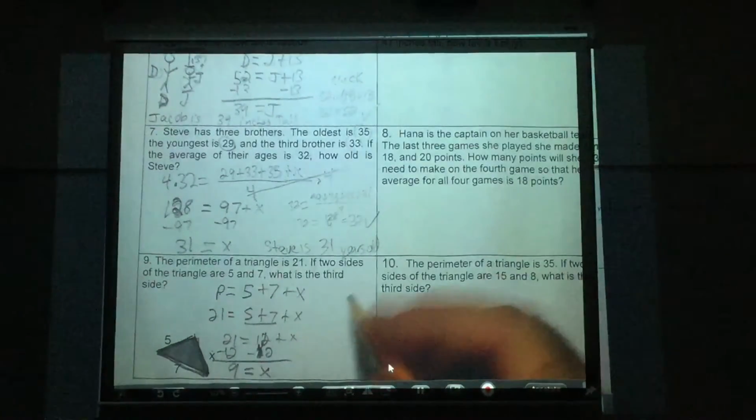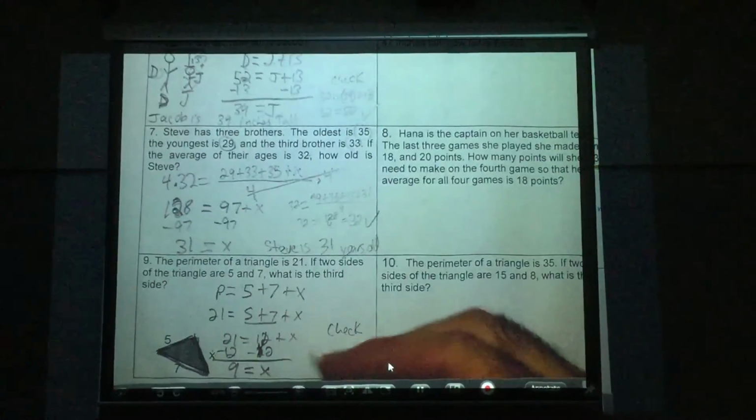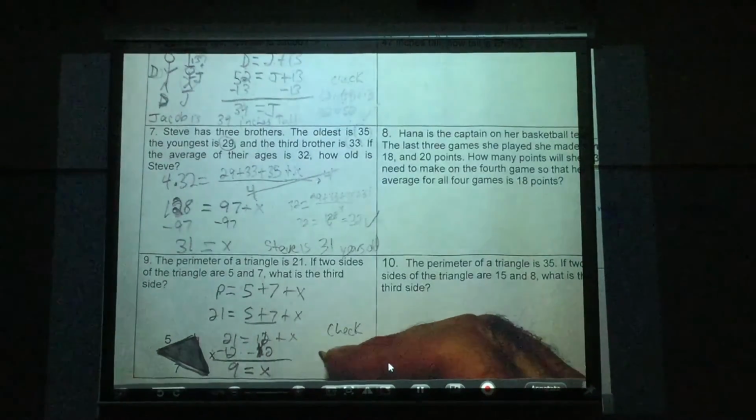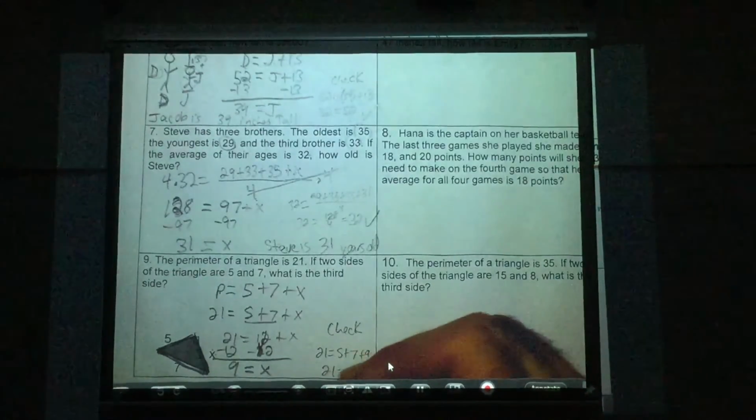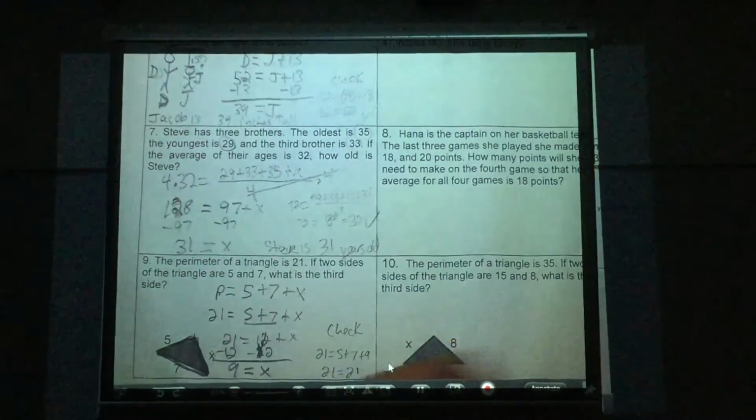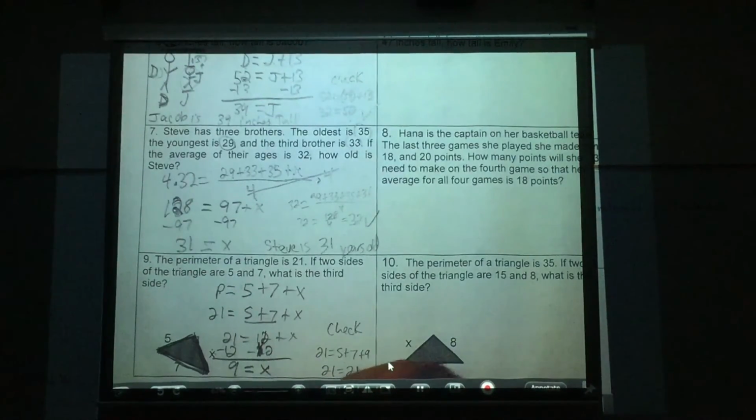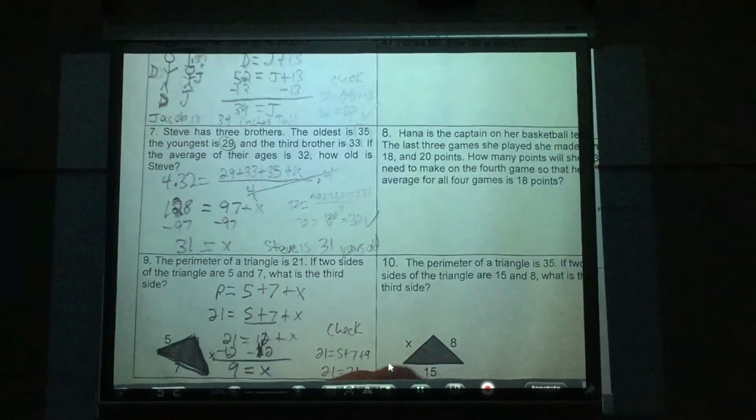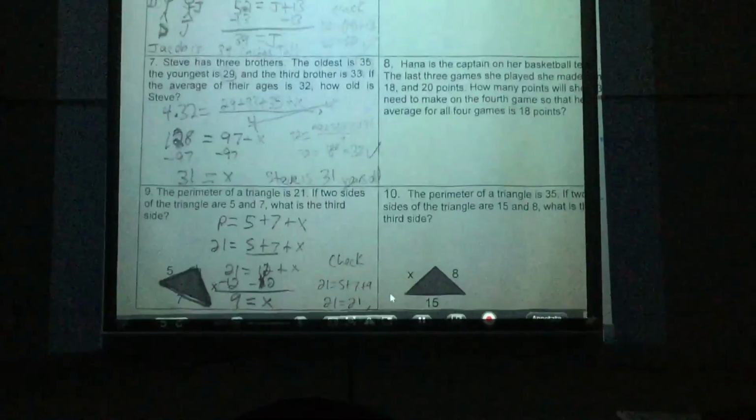Let's just go ahead and make sure. Let's check it. Alright. So we have 21 equals 5 plus 7 plus 9. 21 equals 21. Check. Okay, so 9 is the missing side. Okay? Alright, number 10 is pretty much the same thing as number 9. Go ahead and do number 10 on your own, guys. Alright, don't forget to answer the question on the side. Thank you.